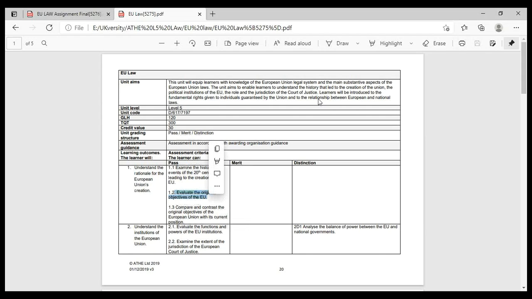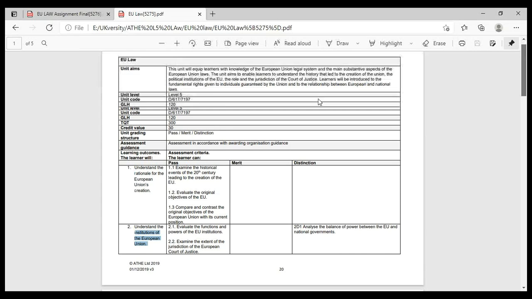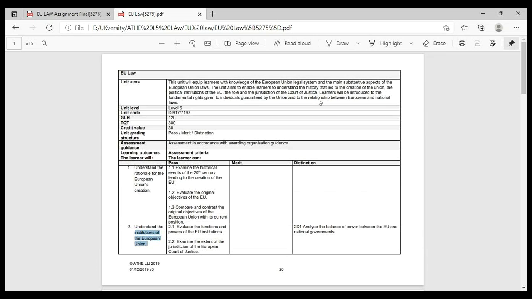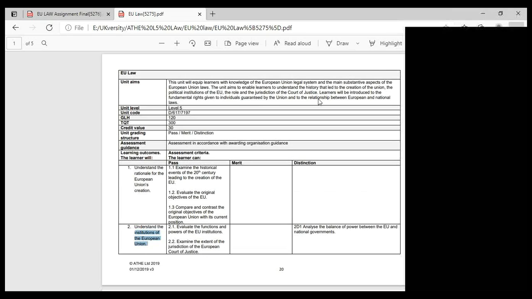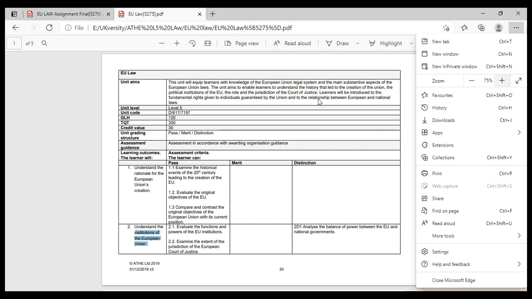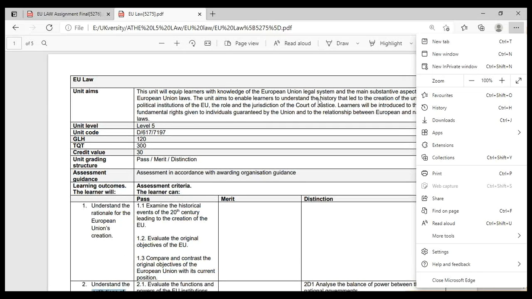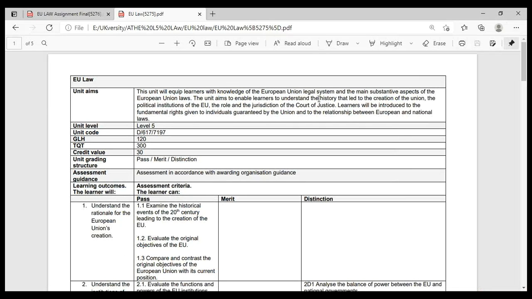and we examine the historical events of the 20th century leading to the creation of the EU. Evaluate the original objective of the European Union and its current position. Then the next lesson will go through learning outcome 2. Each lesson covers one learning outcome and assessment criteria.